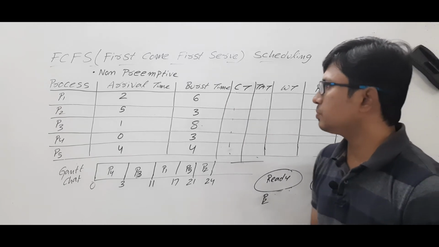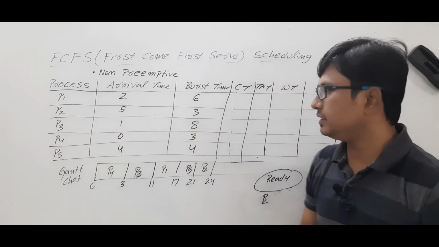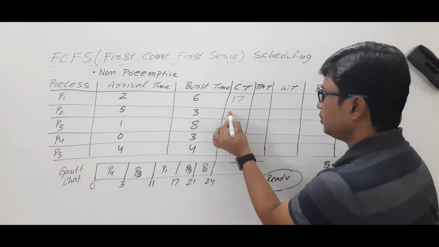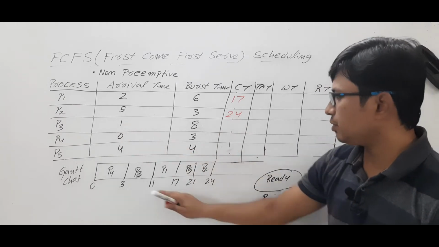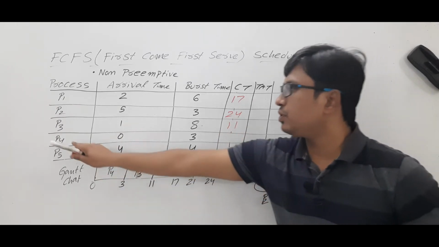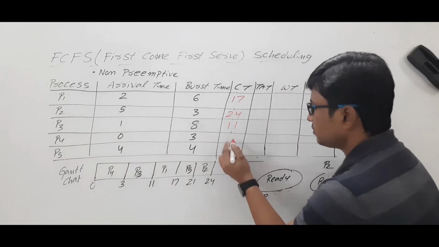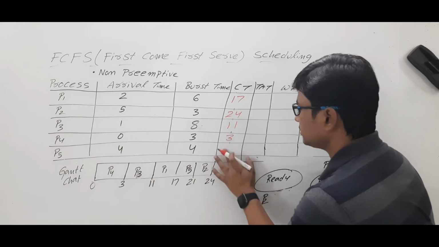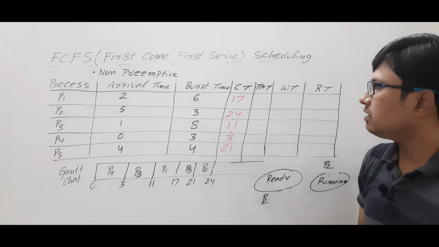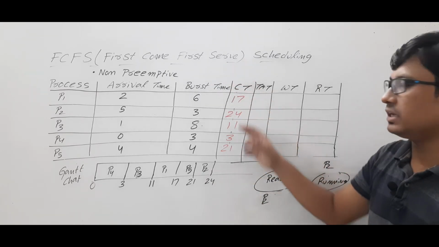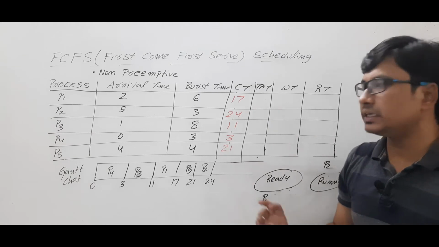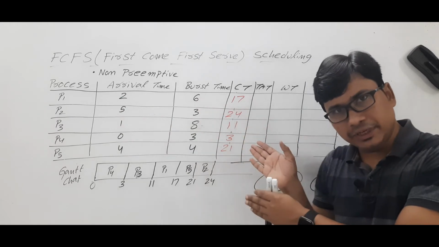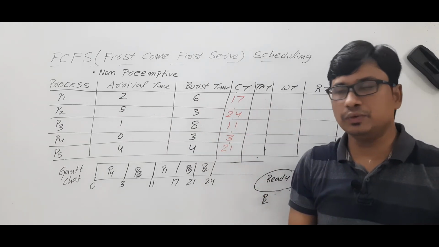Now look at each process. Process P1 completed its task at 17 units of time, process P2 at 24 units of time, process P3 at 11 units of time, process P4 at 3 units of time, and process P5 at 21 units of time. Is it clear? When the process has been completed, that we call the completion time. Now turnaround time is nothing but completion time minus arrival time, when it has completed minus when it has come. Is it clear?